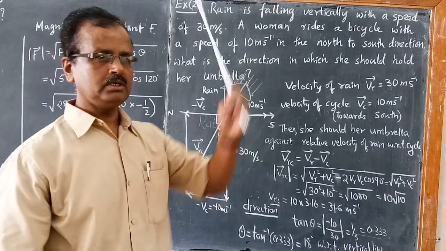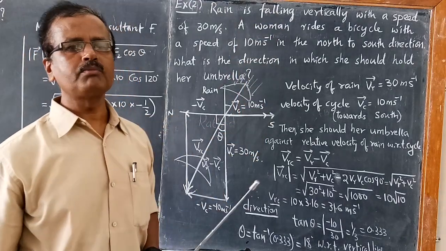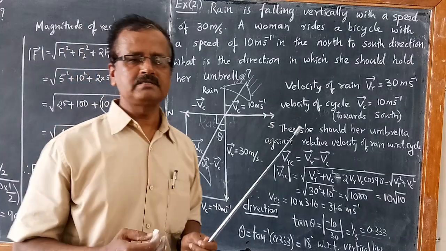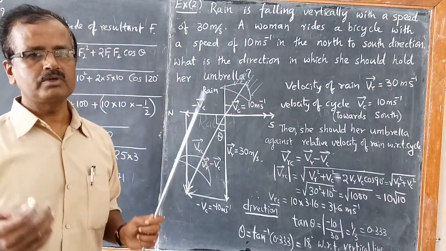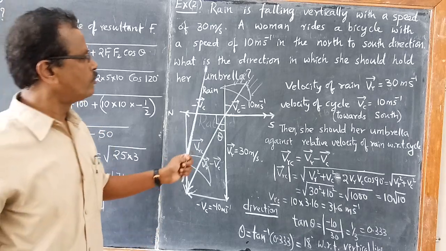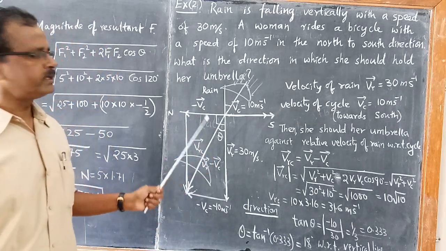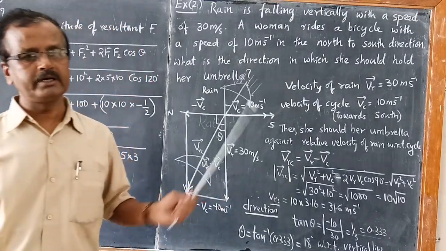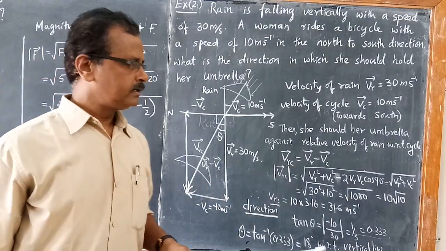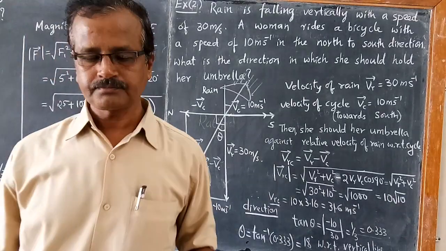It is because of relative velocity. The bike is also in motion, and the rain is in vertical downward motion. So we experience the relative velocity of rain with respect to the motion of the bike. This is how we have to solve problems whenever two objects are in motion. We have to make use of the concept of relative velocity. Okay, now let us solve one more problem.